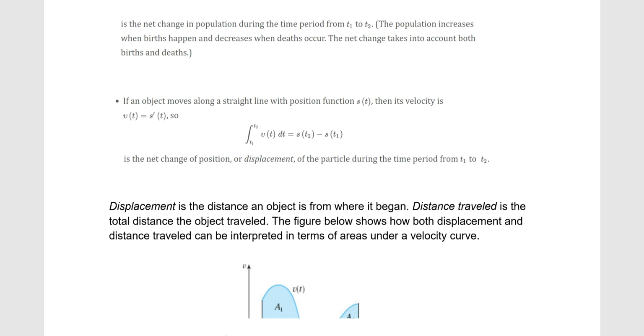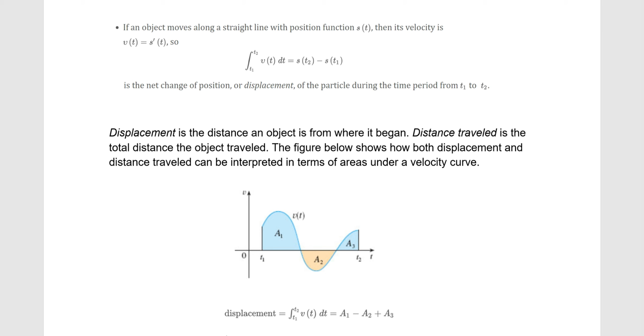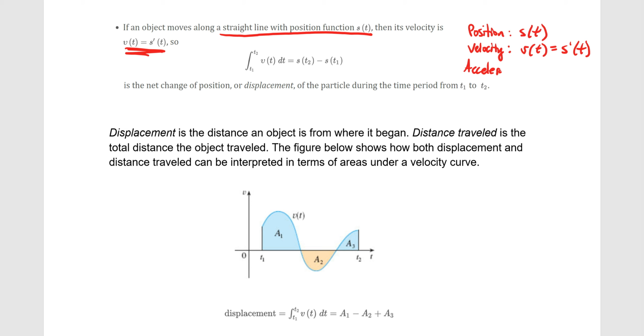And then the last one, which is what we're going to do an example of, is if we have an object that moves along a straight line with a position function s of t, then the velocity is the derivative of position. So I think we've worked with this before. We have a position function, which we denote s of t. We have a velocity function, which we can find by taking the derivative of the position function. And if we really want to, we can find the acceleration function by taking the derivative of velocity.